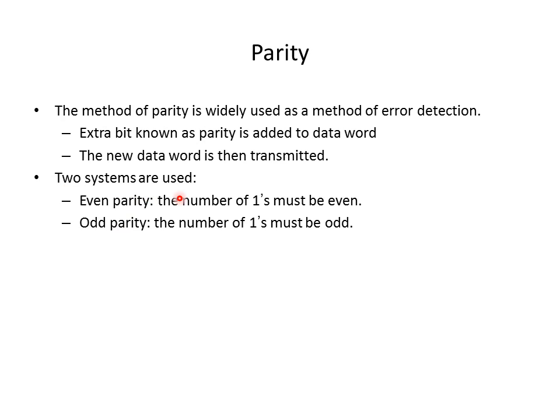There are two types of parity bit checking. First is even parity, second is odd parity. Even parity means the total number of ones must be even, and odd parity means the total number of ones must be odd. Parity bit means a single extra bit is added to the data word. The new data word is transmitted. In the receiving end, it is checked again. If there is any error, then it is detected. We will see this in the next slides.